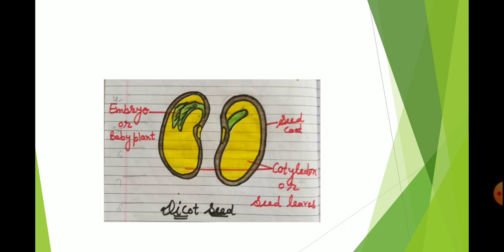This is a diagram of a dicot seed. So, why is it called a dicot seed? Because some seeds like gram, bean and peas have two seed leaves. It means seeds that have two seed leaves, this type of seed is known as a dicot seed.